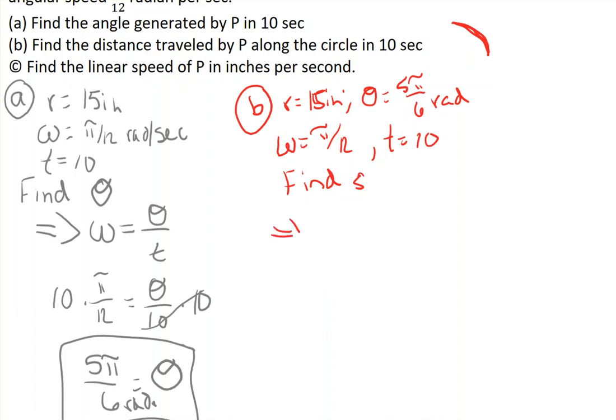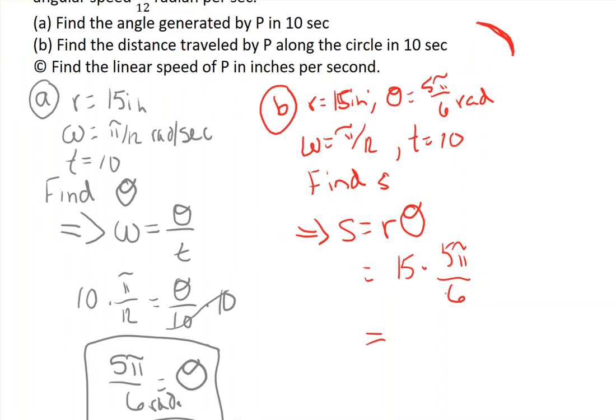We know that we can find the arc length, again, based on the formula from 16.2, the arc length equals radius times theta. So then we have 15 times 5 pi over 6. If I multiply it and reduce it, so these right here could be reduced to 5 over 2, I will get 25 pi over 2. And then this is inches because it is the arc length.